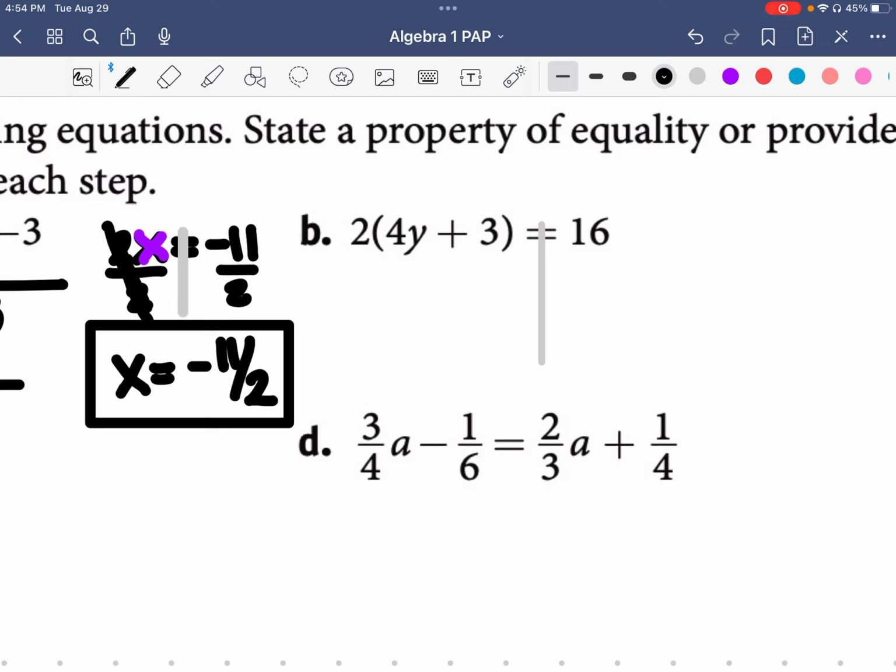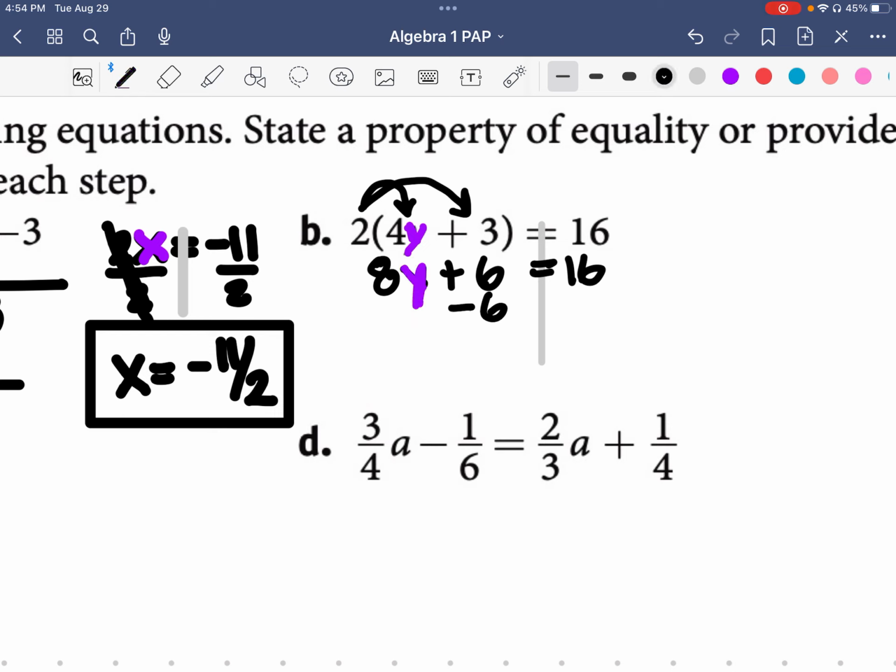Okay, so the first thing I notice here as I highlight my y is that it is in parentheses. I am going to have to first distribute, giving me 8y plus 6 is equal to 16. There we go. Now I have a two-step equation.